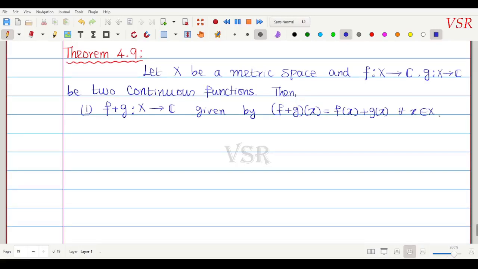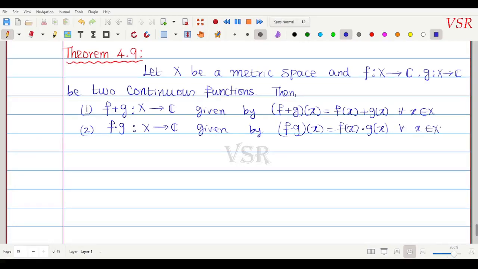Okay, number two I call it multiplication F into G. Okay, this is also a function from X ல இருந்து C க்கு போற மாதிரியான function, given by F into G of X which is equal to F of X into G of X. Note that this is not a composition map, this is a multiplication map. Okay, for every X belongs to capital X.